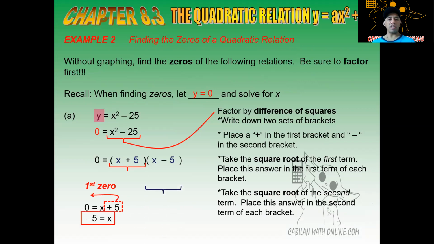Same thing with the next one here. This will be our second 0. So we take the x minus 5 bracket, and we let that equal 0. Now this time you're going to take the negative 5, move it to the other side, and it gives me positive 5. So notice solving for the zeros is exactly the same steps as we did in the last lesson. The only difference in this one is that we're just revisiting how to factor using a difference of squares.